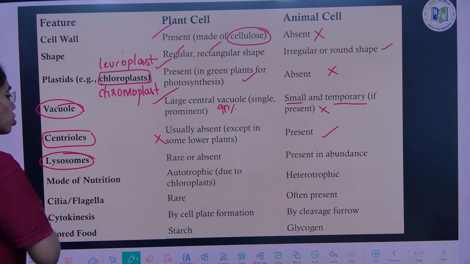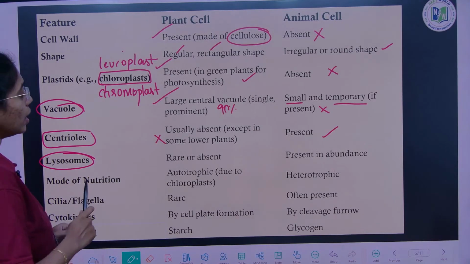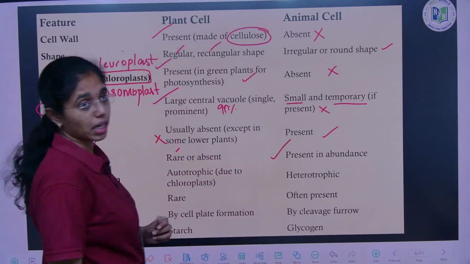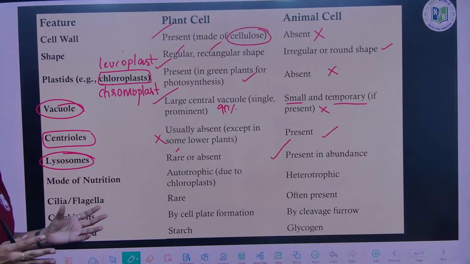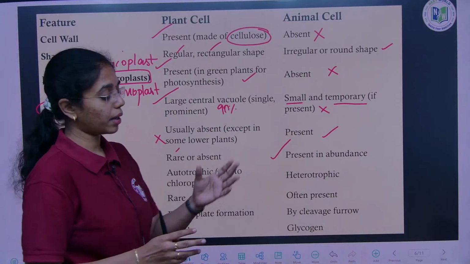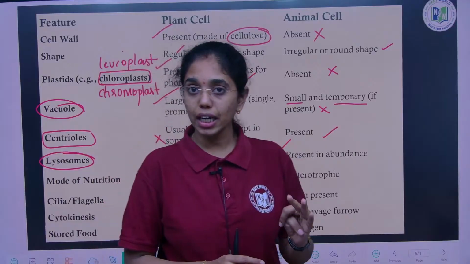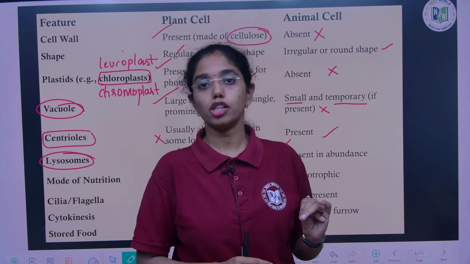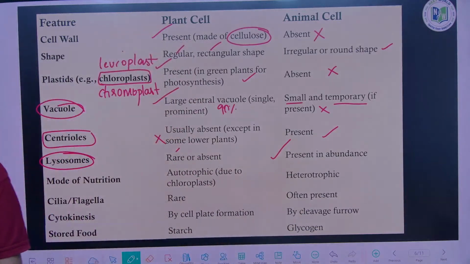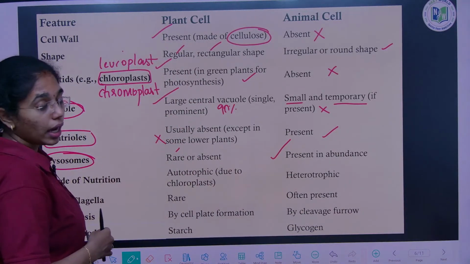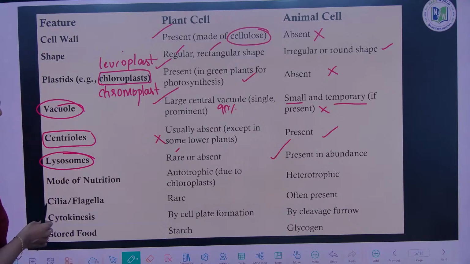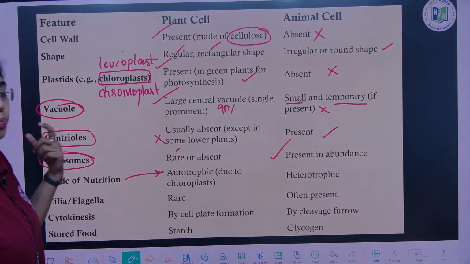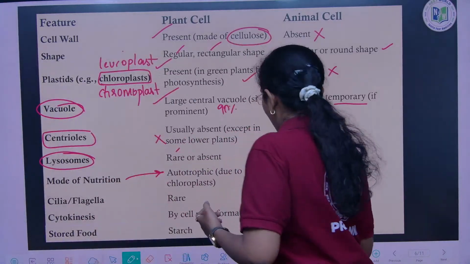Next is lysosomes, which are again single membrane bound organelles. Lysosomes are rare in a plant cell, they are present in abundance in an animal cell. You can come across different types of lysosomes like primary lysosomes, secondary lysosomes or heterophagosomes, tertiary lysosomes and residual bodies. These are different types of lysosomes. We will learn in detail in our academic session. Next, mode of nutrition is purely autotrophic in plants and it is purely heterotrophic in animals.